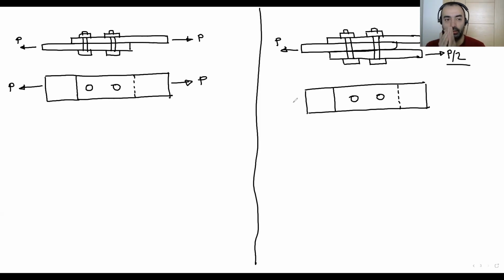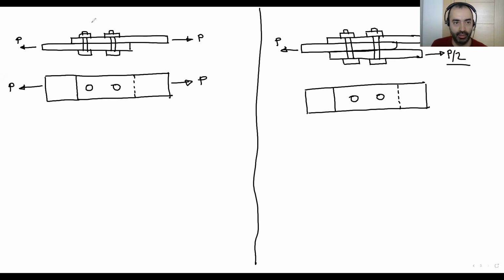Now, let's get started from the first one. I will write the equation for each case, for the first and the second cases. Now, what I'm going to ask you, for the first case, if I'd like to transfer the load P to the other plate, how many shear faces do I have?